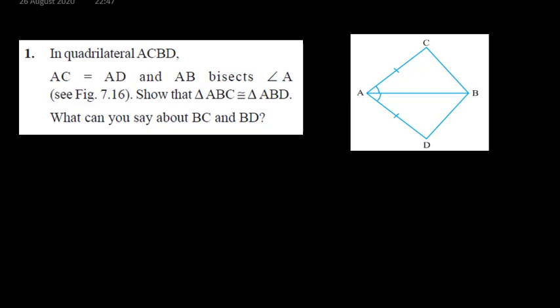Now see the first question. In quadrilateral ACBD, AC is equal to AD, and AB bisects angle A as shown in the figure. We have to show that triangle ABC and triangle ABD are congruent, and we have to check what we can say about BC and BD. So let us see that.